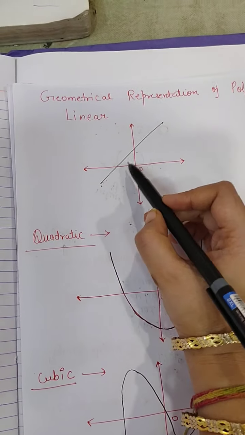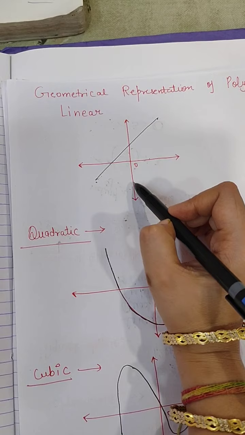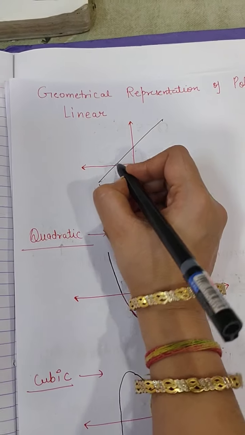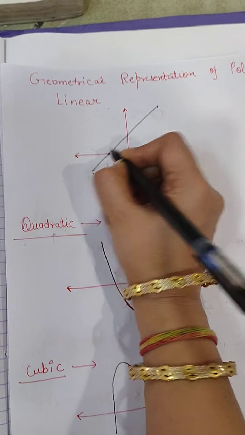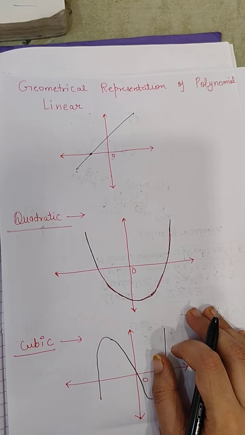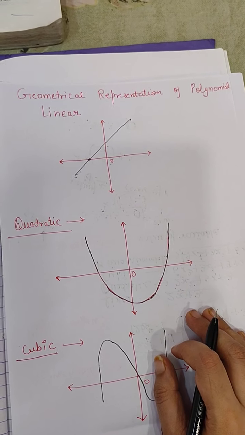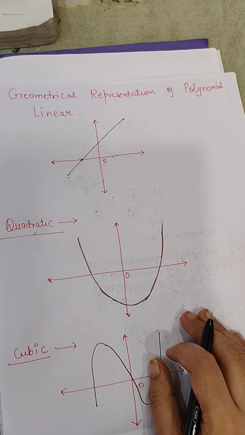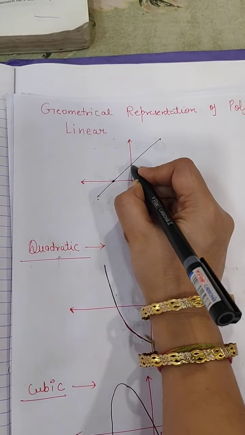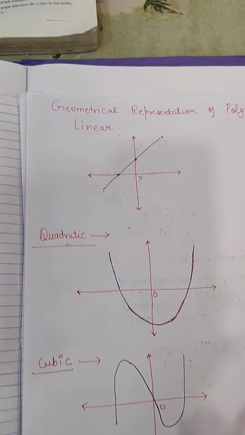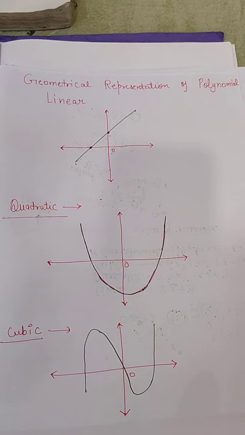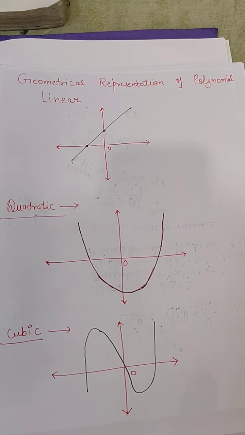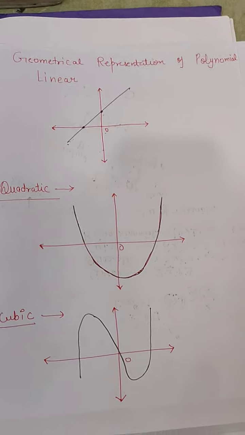Okay, and you know that this one is the x-axis and this one is the y-axis. So this straight line is intersecting the x-axis at only one point. So there will be only one fixed value of x, and it is intersecting the y-axis at one point. So there will be only one fixed value of y for this linear polynomial.